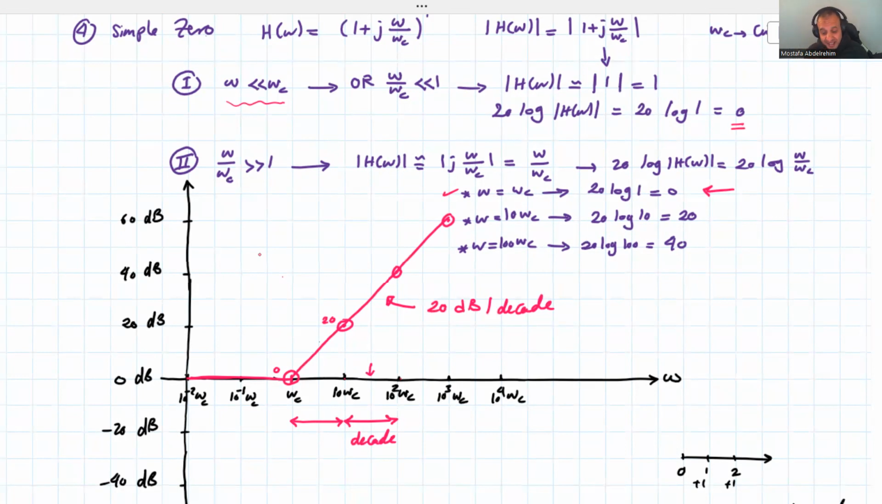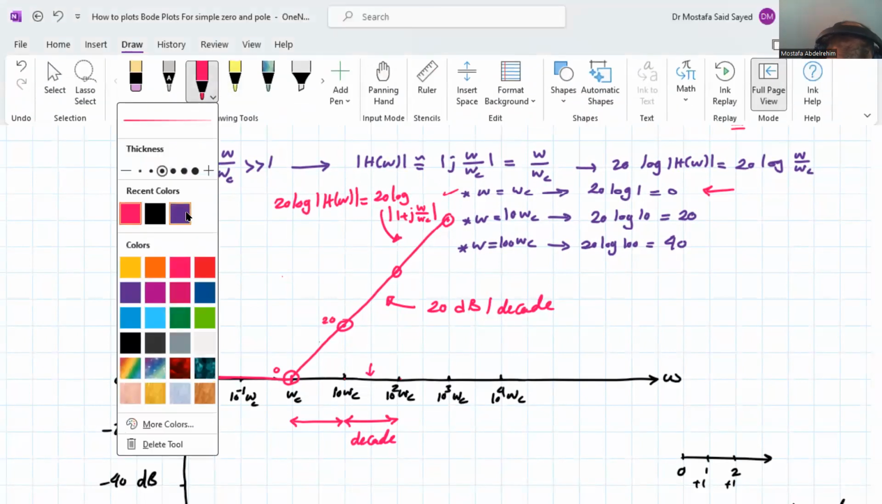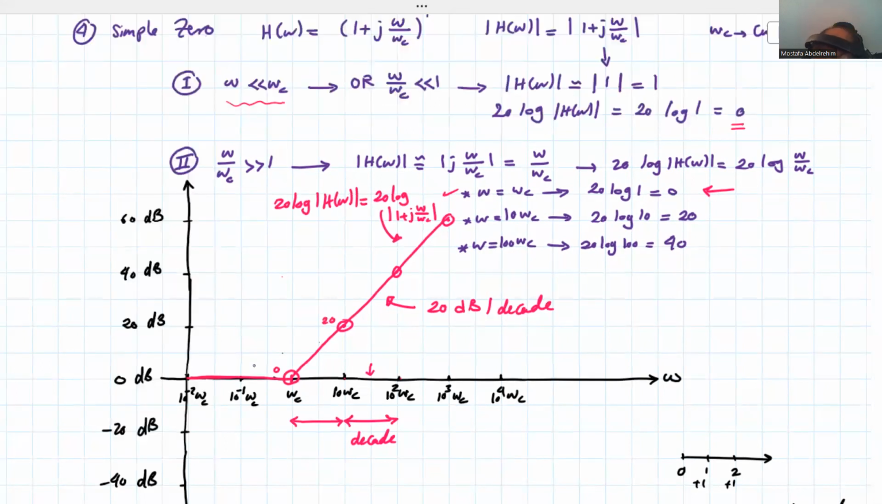And that's basically here: 20 log the magnitude of H of omega equals 20 log the magnitude of 1 plus j omega over omega c. But this is an approximation. That's the Bode plot. The actual plot will be something similar to that. See, guys, around omega c, we have some approximation, as I said. So it will be something like that.